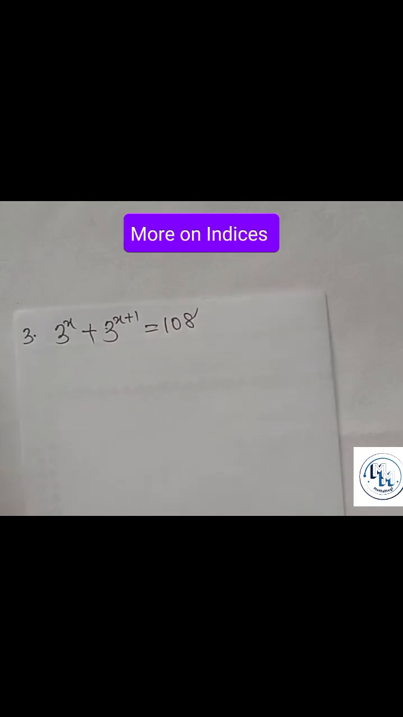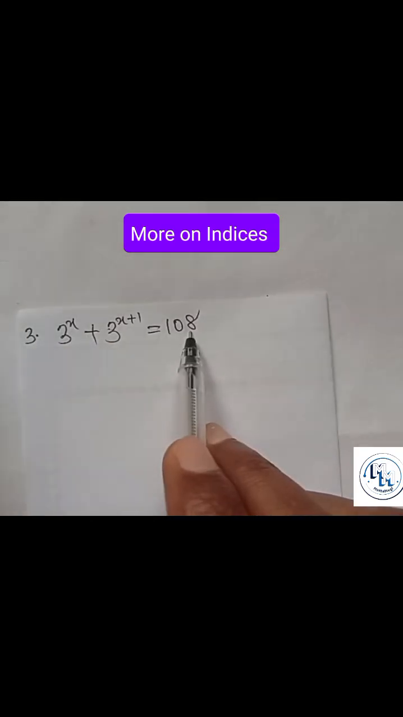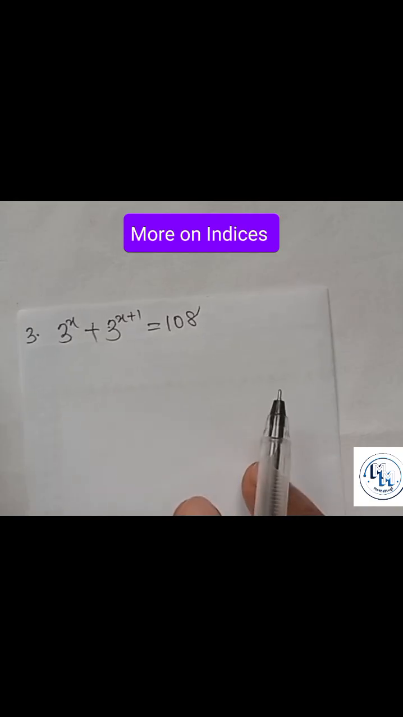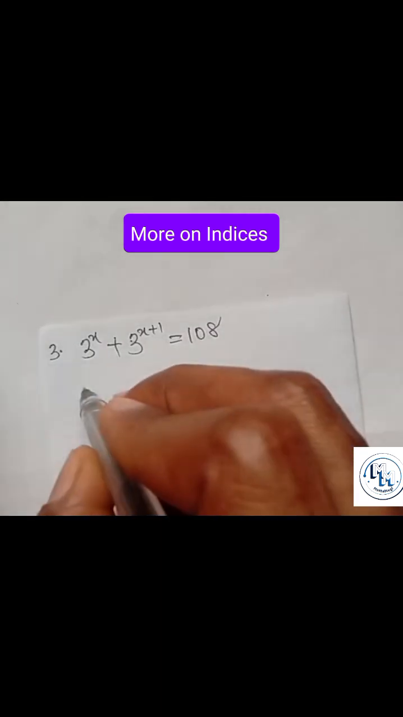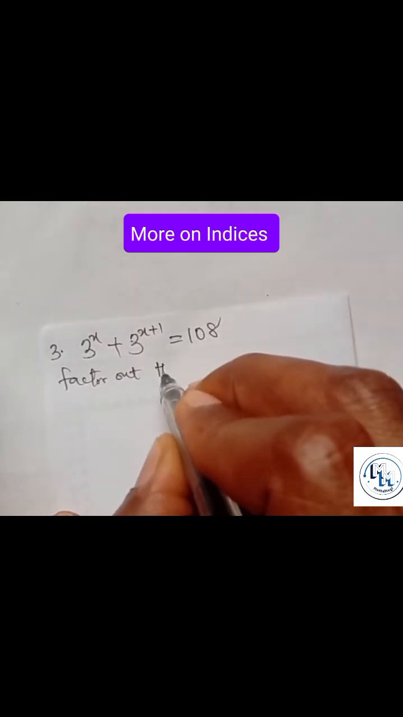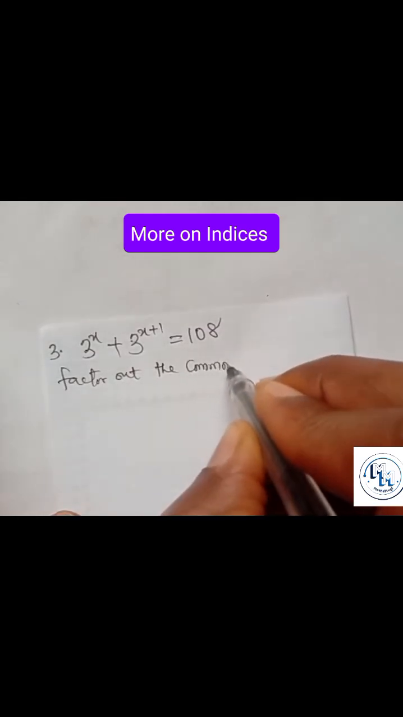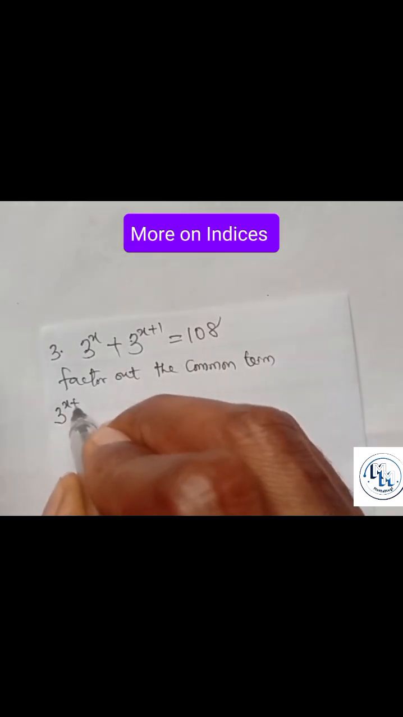All right. The third one says 3 to the power x plus 3 to the power x plus 1 equal to 108. At this point, we want to get the value of x, for which this plus this will give 108. Like we did in the first one, we factor out the common term, and that is 3 to the power x plus 1.